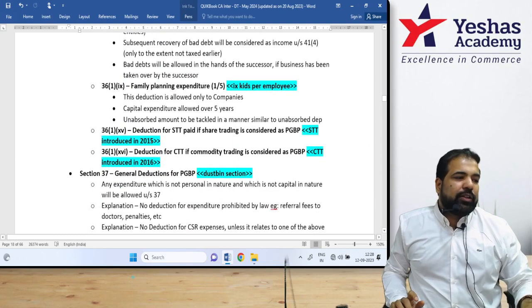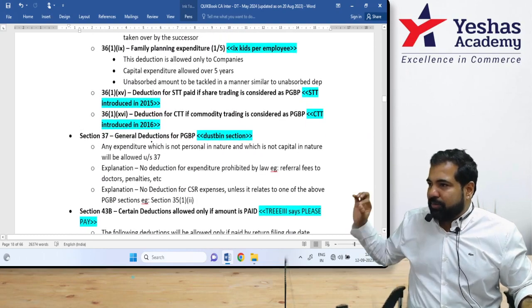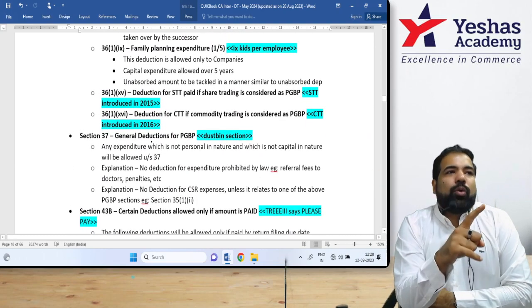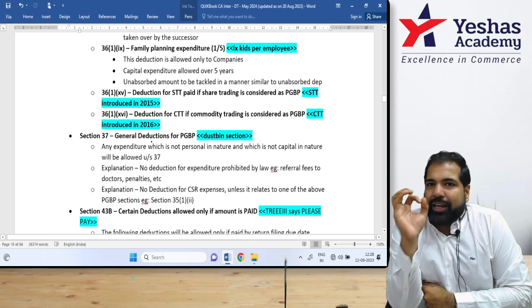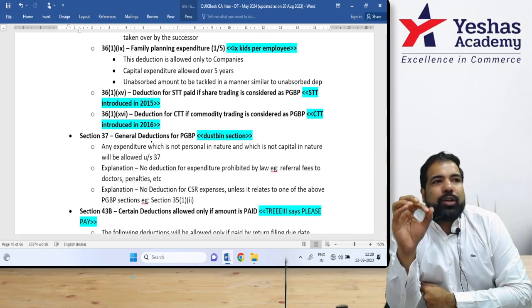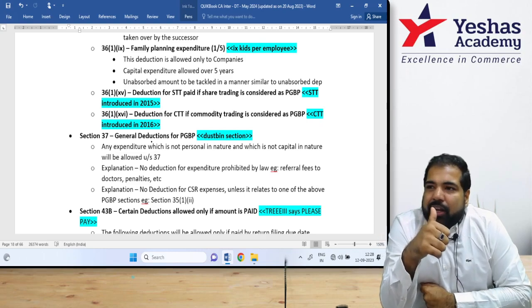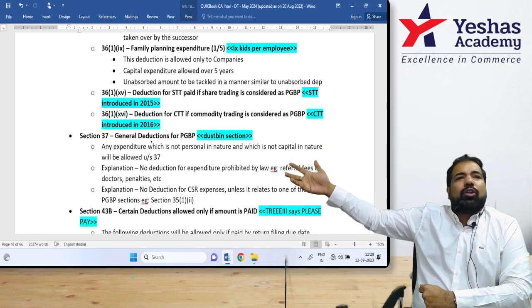And there's a section called 37, guys. General deduction. Any deduction connected to what? Business and profession. Can I put it there? Yes, you can happily put it there, except any deduction which is bad in law. Bad in law means illegal.